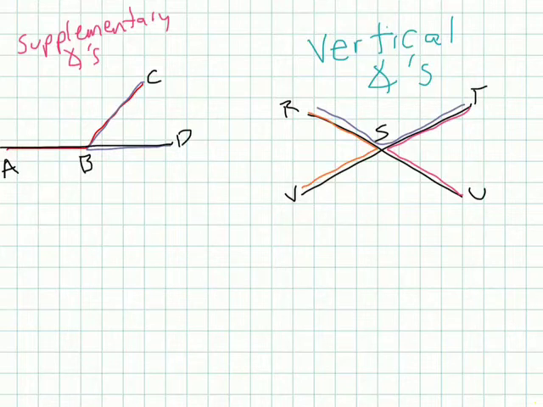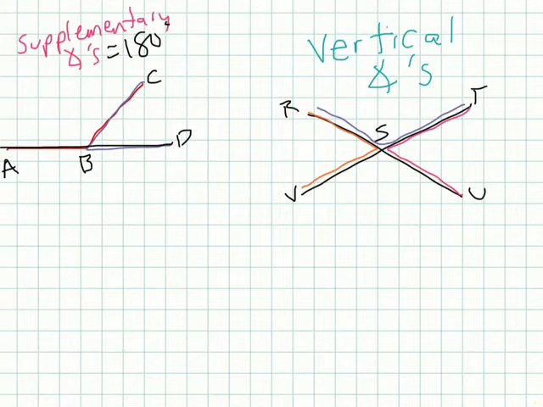Supplementary angles are when two angles add to make 180 degrees. Or maybe a better definition is when the outside edge of angle DBC and the outside edge of angle ABC form a straight angle, which is 180 degrees. So let's look at that.